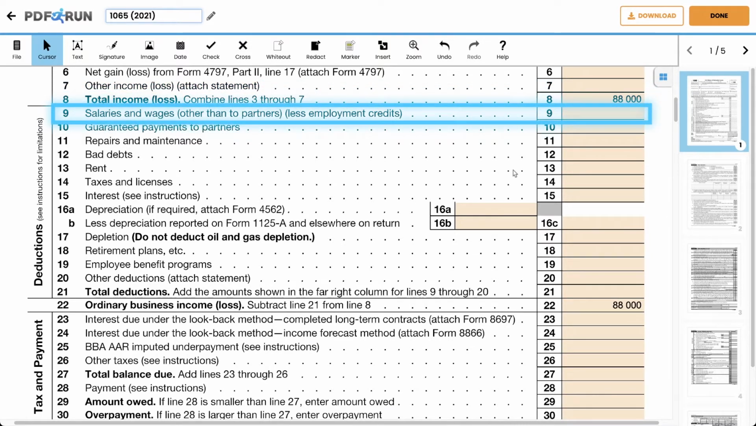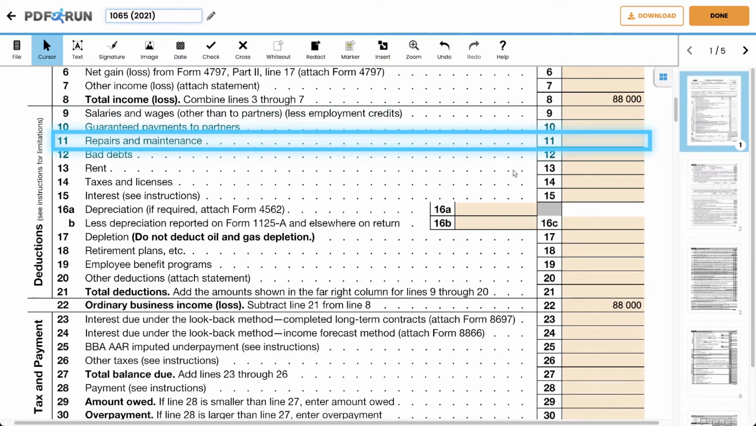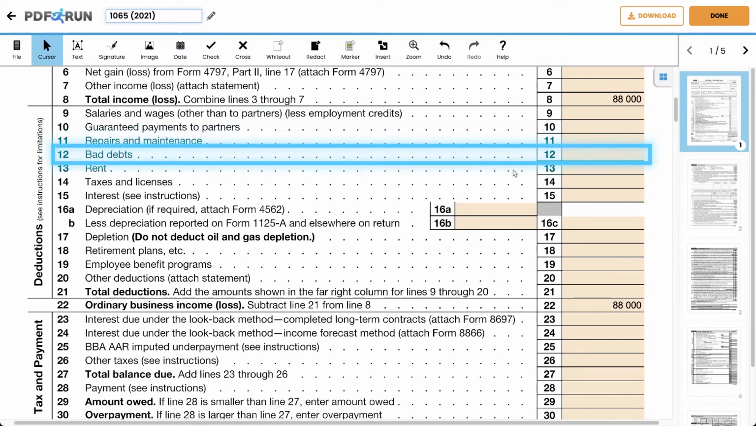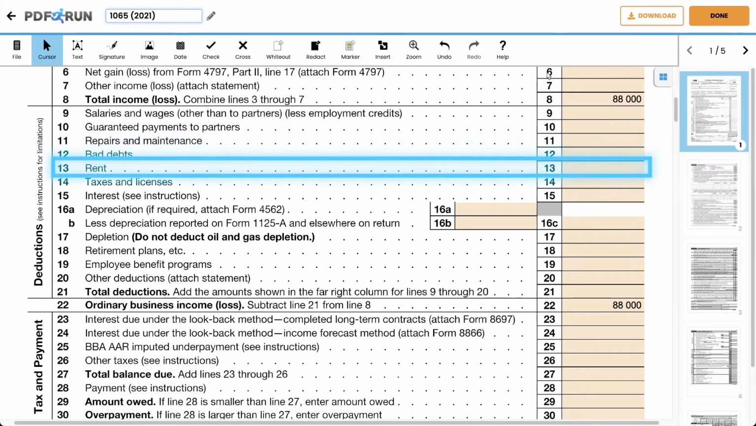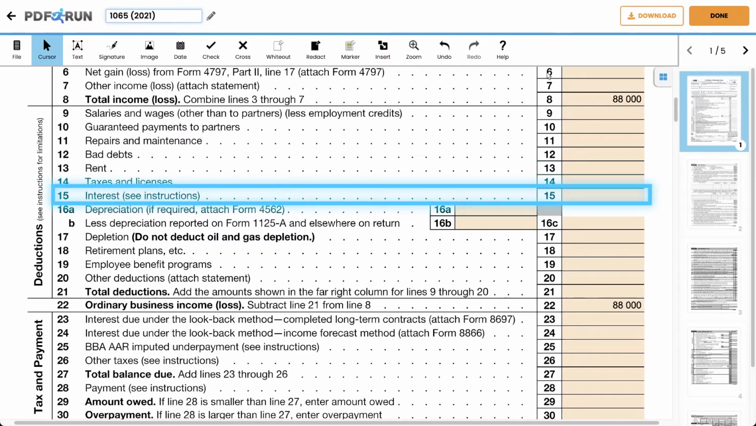Deductions. Line 9. Enter the salaries and wages paid, less any employment credits. Line 10. Enter the amount of guaranteed payments to partners. Line 11. Enter the cost of repairs and maintenance. Line 12. Enter the costs incurred as a result of bad debts. Line 13. Enter the cost of rent. Line 14. Enter the total cost of taxes and licenses. Line 15. Enter the amount of interest incurred.